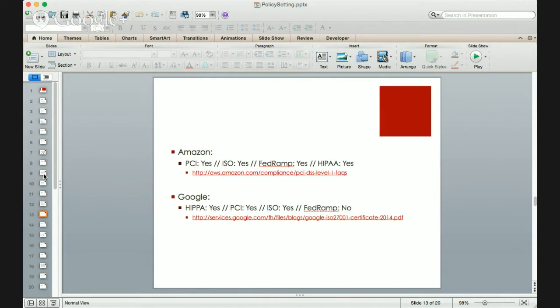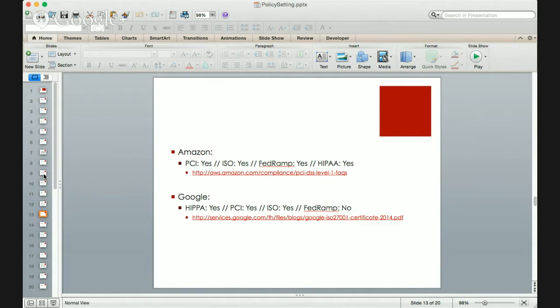So Amazon, if we look at the two big organizations that we've looked at in this class so far. We have Amazon: credit card compliant, yes. ISO 9001 and 27001 compliant, yes. FedRAMP compliant, yes. And HIPAA compliant, yes. So they have their own compliance issues that they're able to achieve.